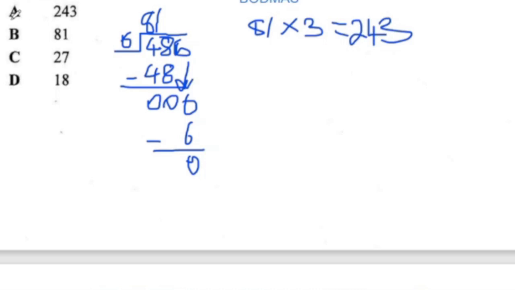Which one is 243? And it's A. That's the correct answer. So if you have got questions, you can ask in the comment section. Basically, this is how you find the answer.